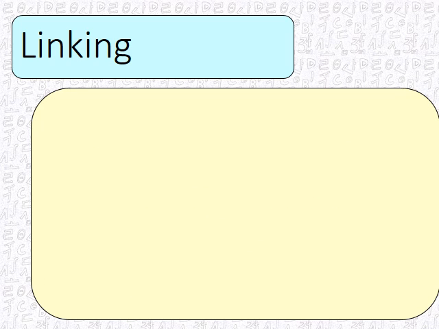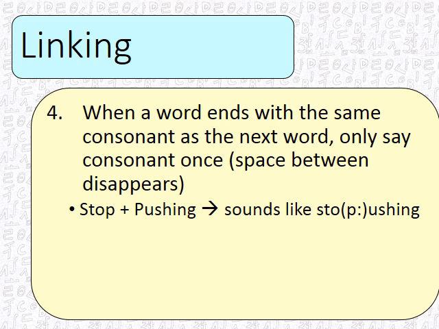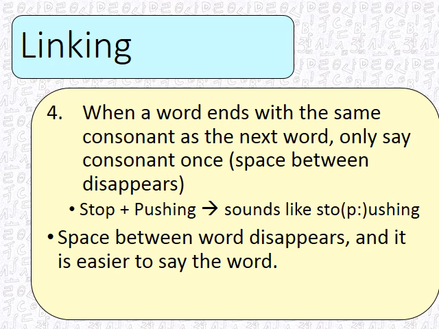And the fourth form of linking is when a word ends with the same consonant as the next word. You only say the consonant once and the space disappears. An example of this is "stop pushing." It sounds more like "stop pushing." The second P and the space between words disappears. And it becomes much easier to say the word. Stop pushing.